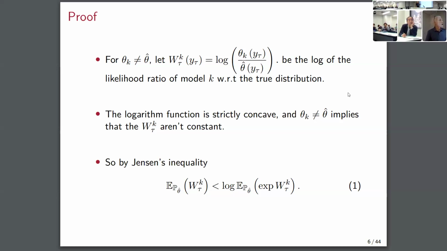So the logarithm function is strictly concave. And so if theta k was theta hat, we'd have log of 1, which is 0. We'd have a constant. But because theta k is not theta hat, this ratio isn't a constant. Okay? So then we can appeal to Jensen's inequality and say that the expected value of wk is less than the log of the expectation of the exponent of wk. Nothing fancy there.